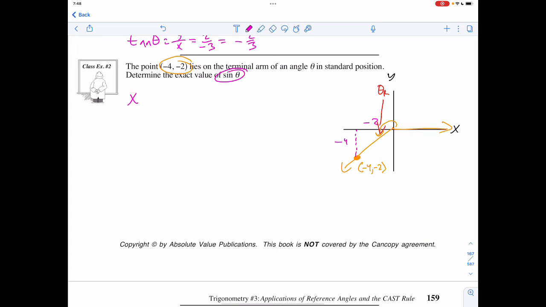I can state that x is equal to negative 4, y is equal to negative 2, and r is equal to the square root of x squared plus y squared, or the square root of negative 4 squared plus negative 2 squared, the square root of 20, and I'm going to simplify that down to 2 root 5.